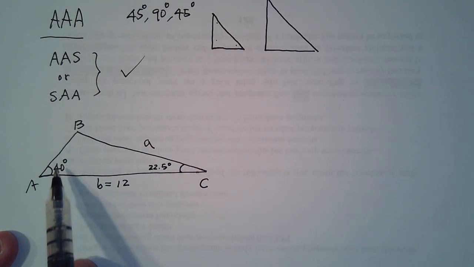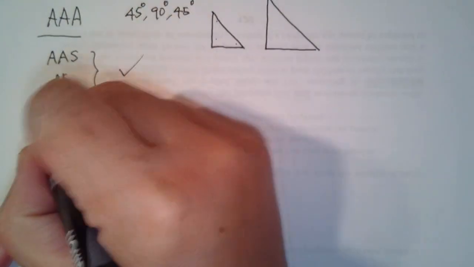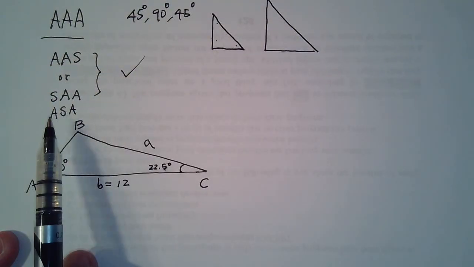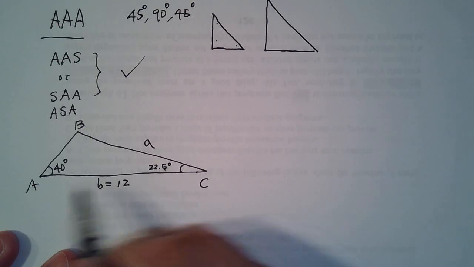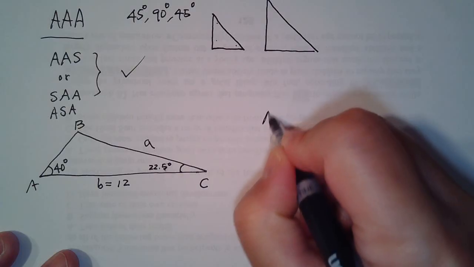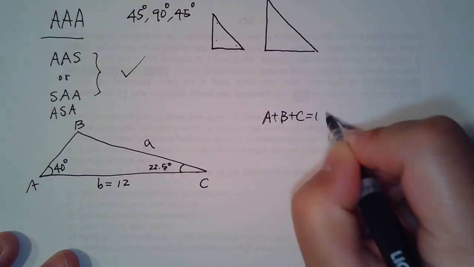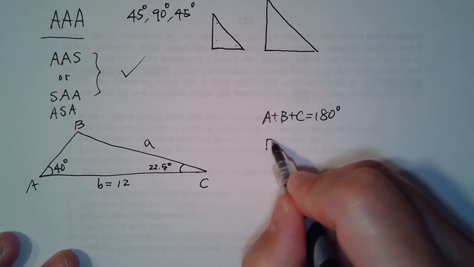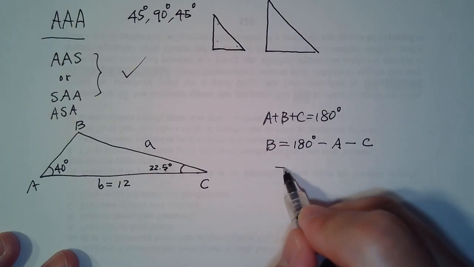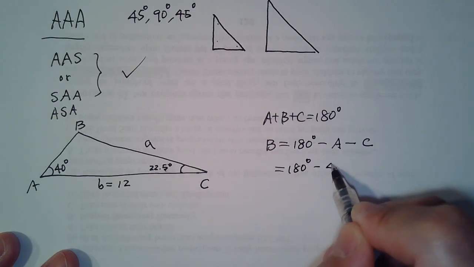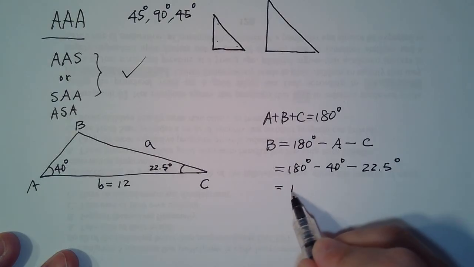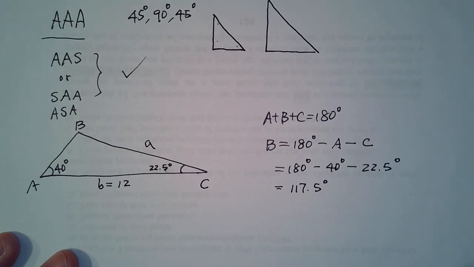So what is this? This is angle, side, angle. Okay, we can also do that because I know two angles, so I will be able to find the third angle. Therefore, A plus B plus C is 180. That's what I know. And therefore, my B is going to be 180 degree minus A minus C. So that's 180 minus 40 degree, then minus 22.5 degree. So the answer is 117.5 degree.